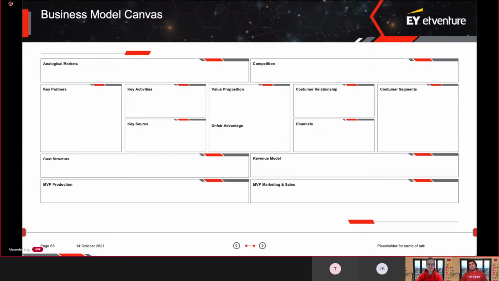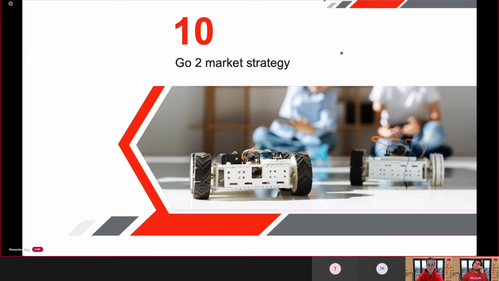We provide you with this canvas later on, and we recommend you fill it out to give you a clue of what an investor could be interested in, and maybe have this as a backup. But now, go-to-market strategy is almost the last part. So when you have thought about your business model, your idea, what is feasible, what you can build, you should even think about, okay, what would be the next step further?